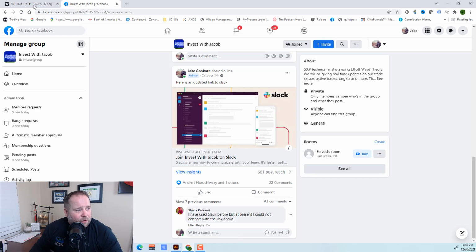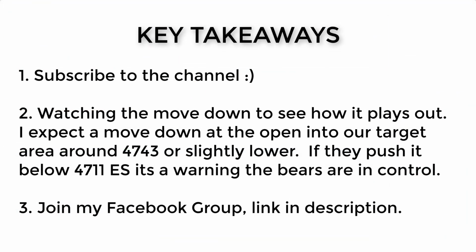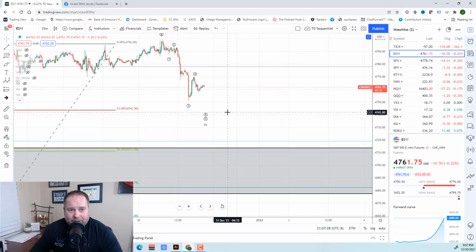Key takeaways for today. We're looking to see how this move down plays out. Again, I expect consolidation into the evening and overnight, and a move down into the morning at the open, where they're going to attack this 47.43 area all the way down to as low as 47.11. If they break 47.11, that's where we should start to be on alert for the bears taking over the market for the short term and the market moving lower.